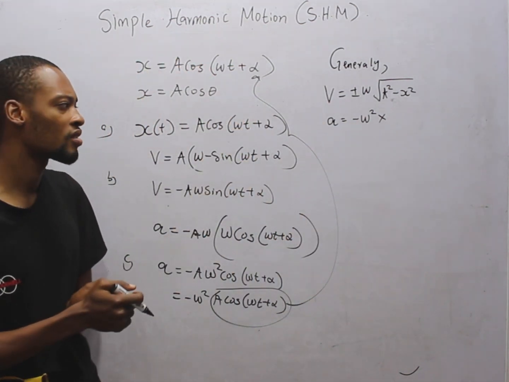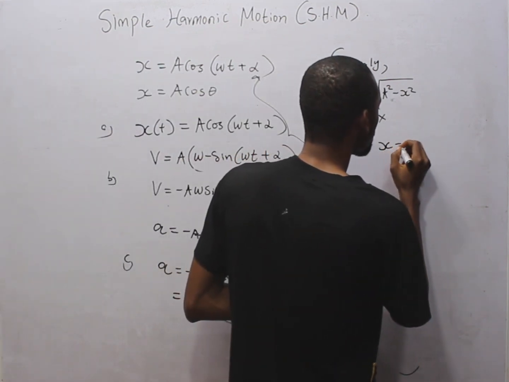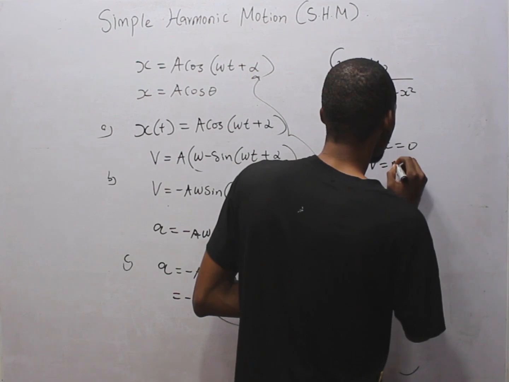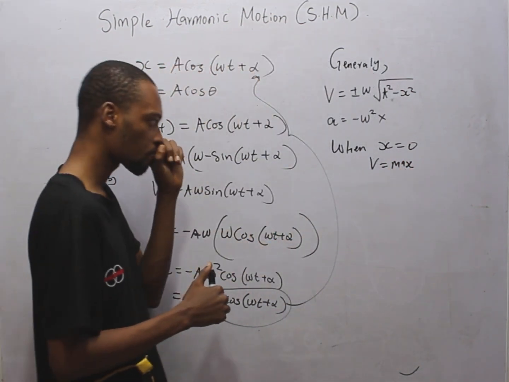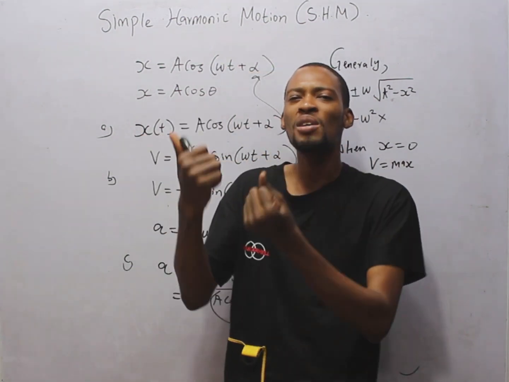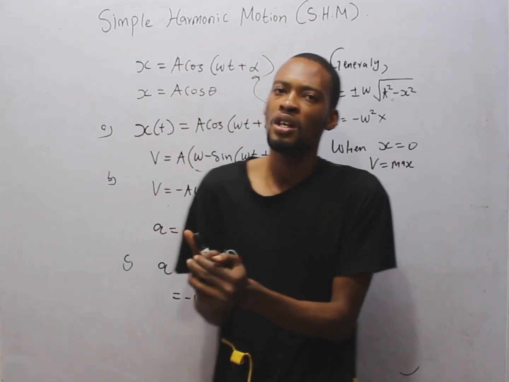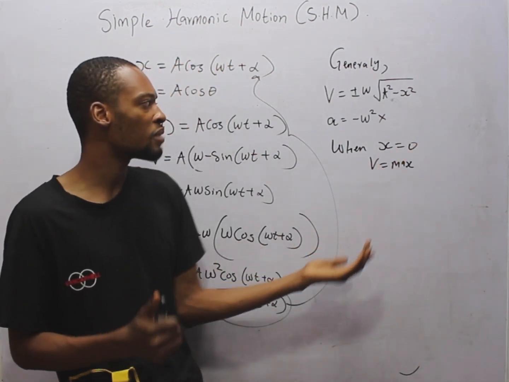There is something else. When displacement is equal to 0, velocity is equal to maximum. This is another popular question. What happens to velocity when displacement is equal to 0 in simple harmonic motion? As displacement tends to 0, velocity becomes maximum.